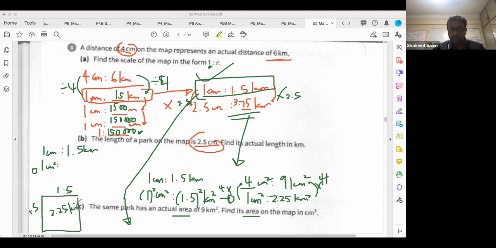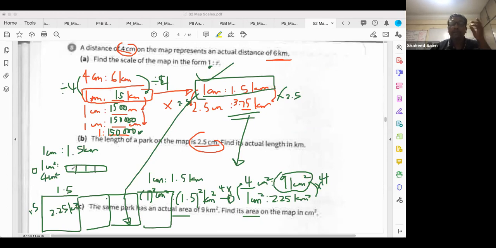Yes. Then if you have 4 square cm, you have 4 parts of this. 1, 2, 3, 4. How much is it? It becomes 9 square km lah. You don't believe, you take 2.25 times 4. You get 9 km square. Which therefore means on the map is 4 small squares, and this is 4 big squares in reality. Now on the map is 4 small squares. 1 square cm, 2 square cm, 3 square cm, 4 square cm.